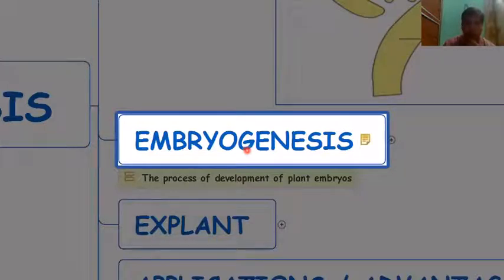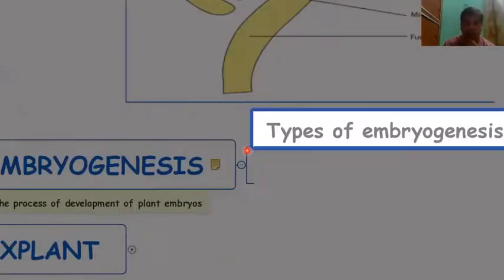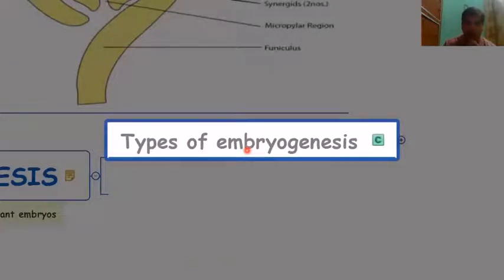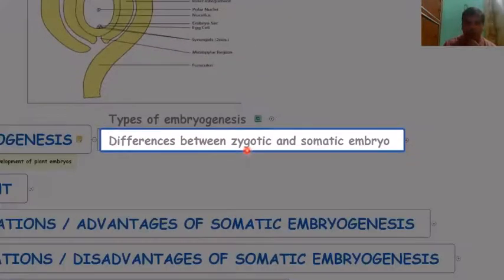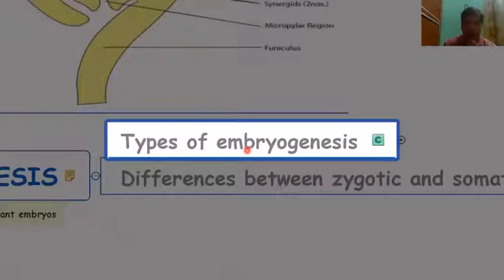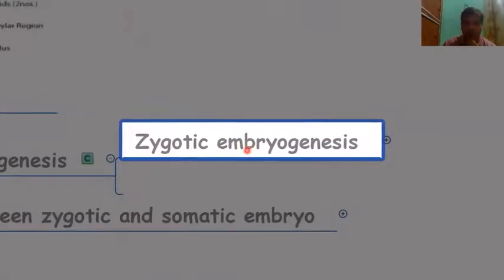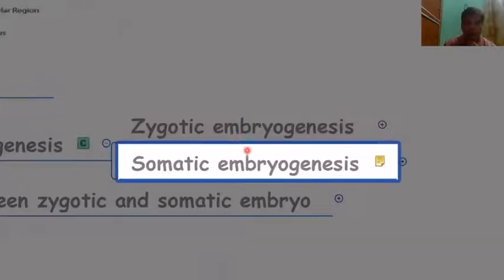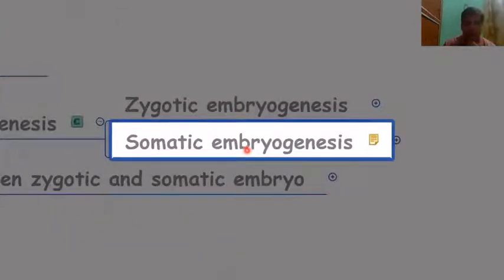Embryogenesis is the process of development of plant embryos. Now in this we are going to talk about the types of embryogenesis and the differences between zygotic and somatic embryos. So let's first discuss the types of embryogenesis. As the two types of embryos we have studied, so are the two types of embryogenesis. First one is the zygotic embryogenesis and the second one is the somatic embryogenesis.